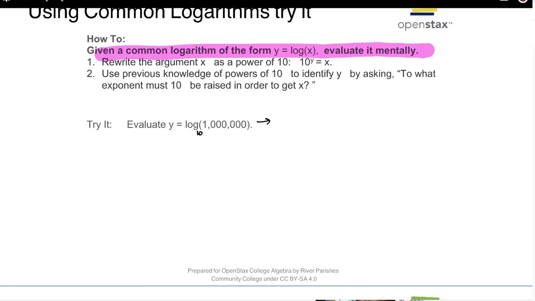So first I'm going to rewrite it as 10 to what power equals 1 million. And so 10s are easy when it is a number that is a 1 with several zeros, because all you have to do is count the zeros. 1, 2, 3, 4, 5, 6. So this is really 10 to the 6th power. So log of 1 million, log base 10 of 1 million, equals 6.